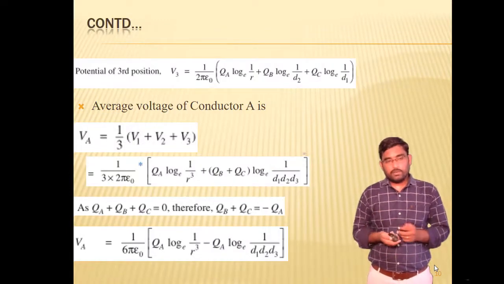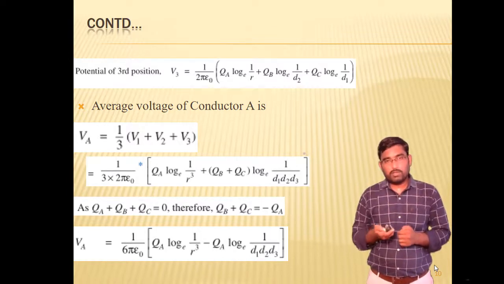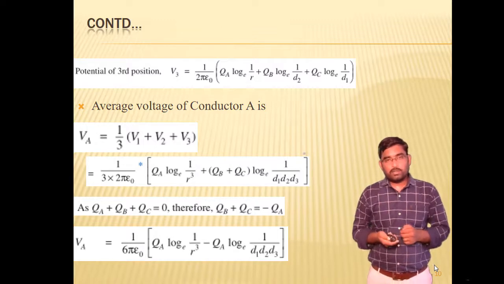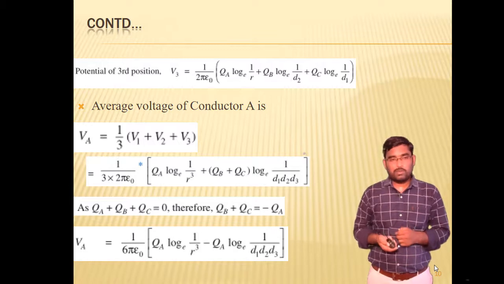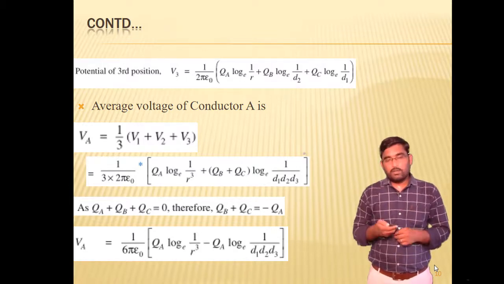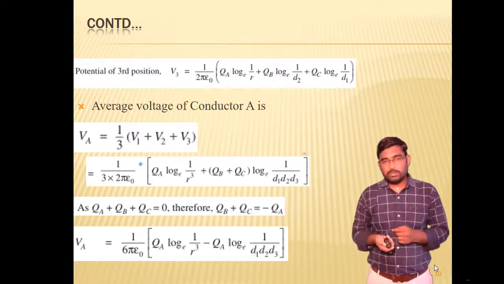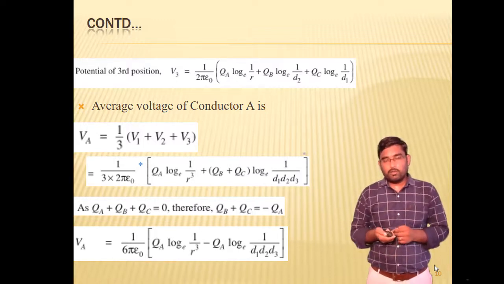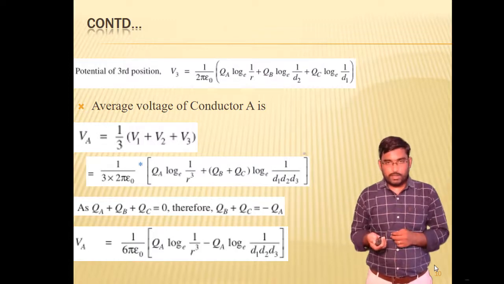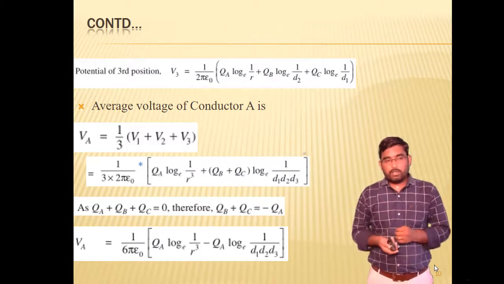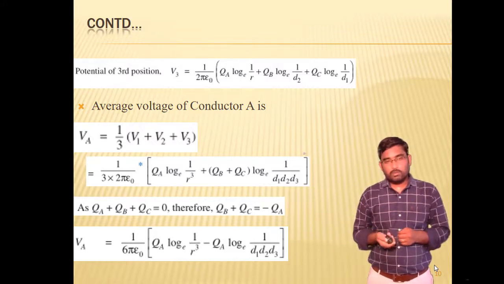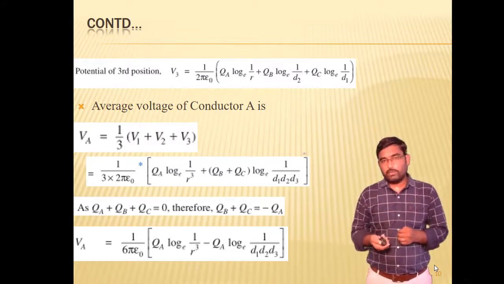If you write the potential of conductor A in position 3 of section 3, it will be V3 equals 1 by 2 pi epsilon naught, QA into ln of 1 by R plus QB into ln of 1 by D2 plus QC into ln of 1 by D1. By taking the average of all these values V1, V2, V3, we get the total potential of conductor A. VA will be 1 by 3 into V1 plus V2 plus V3, which equals 1 by 6 pi epsilon naught, QA ln of 1 by R cube plus (QB plus QC) into ln of 1 by D1, D2, D3.